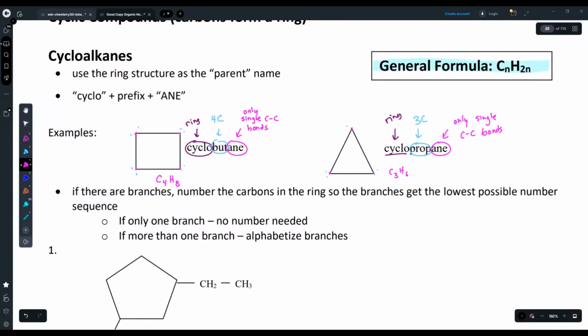If there are branches on your cyclic compound, you're going to number the carbons in the ring so that the branches get the lowest possible number sequence.